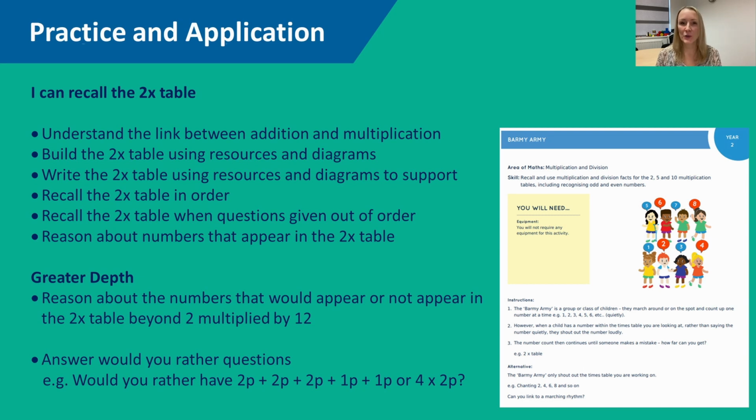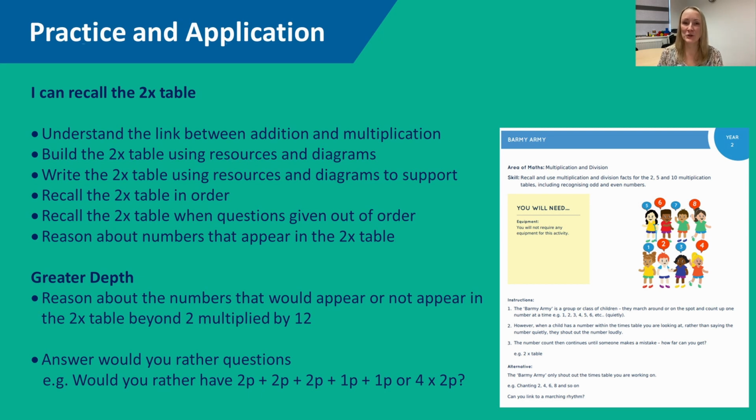So they might know 2 multiplied by 10, they might know 2 multiplied by 12, but I would want them to then start reasoning about whether 95 is going to appear in the 2 times table. They might then have to answer more multi-step problems. So the activity I've got on the screen here, I can show you how that can be put in the middle part of the mastery level, or it can be used at greater depth. So I've chosen the Barmy Army activity.